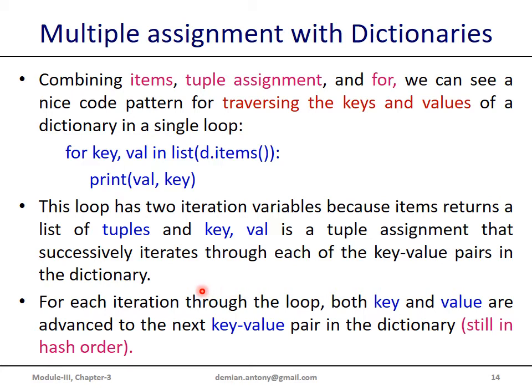We see there are two iteration variables, key and value, because the list is a tuple having two elements, and on every iteration both key and value are advanced to the next key value pair in the dictionary, that means in the list of tuples as per the hash ordering.